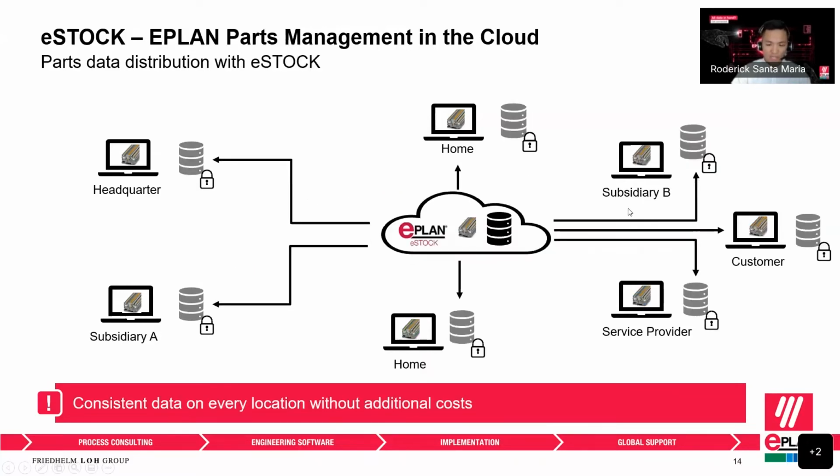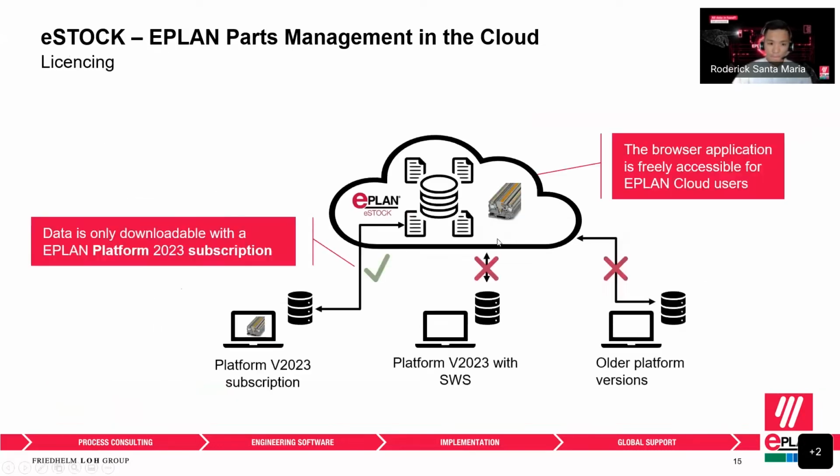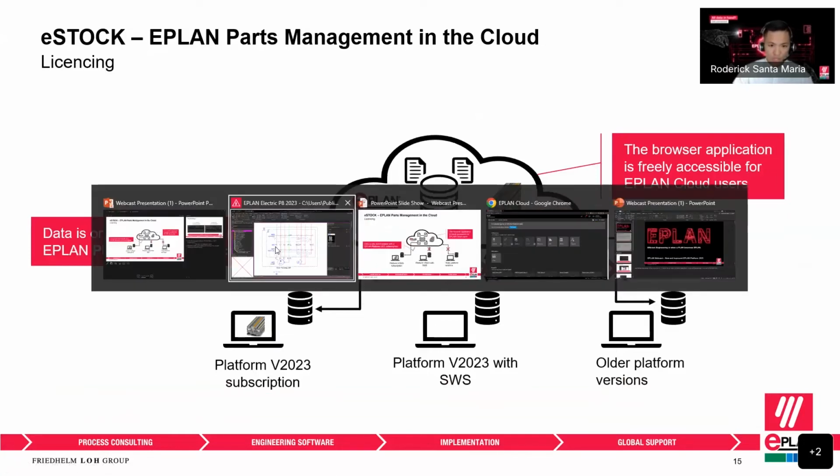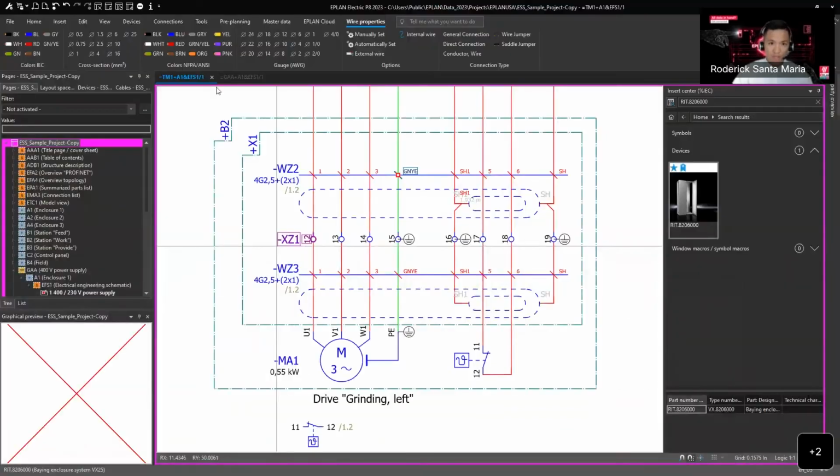With ePlan eSTOCK, everything is now in the cloud. You are able to upload all your parts in one central location. ePlan eSTOCK is only downloadable with an ePlan Platform subscription, and it's free for those who do have a subscription. If you are wondering how this works, you can look at our ePlan help. I'll show you that in a bit.